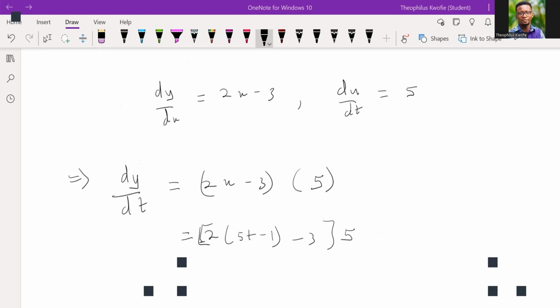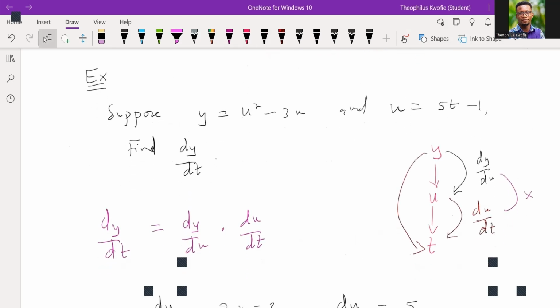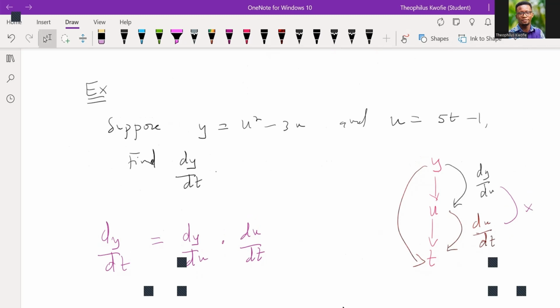Now, why do we say it's a chain? Looking at the diagram, we see that it's a chain because you see y is a function of u, and u is a function of what? t. Do you see that? So we are building like a chain. It's like you have a mother that has given birth to a firstborn. The firstborn has given birth to a daughter who also has a firstborn.